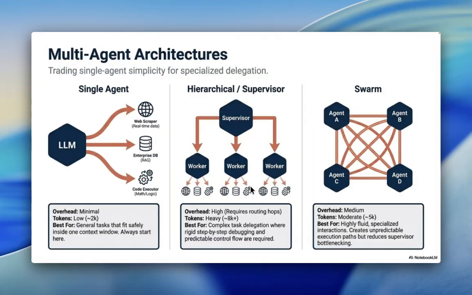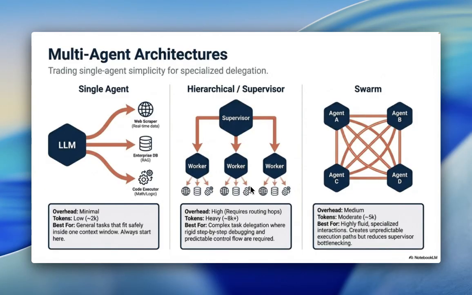The multi-agent architecture trades single-agent simplicity for specialized delegation. Single agent: LLM, web scrape, real-time data, enterprise DB, code executor. Overhead is low, less than 2K tokens. General tasks that fit safely inside one context window always start here. Hierarchical: you have a supervisor and workers. Overhead is high, requiring routing loops, heavy 8K tokens. Complex task delegation where rigid step-by-step debugging and predictable control flows are required.